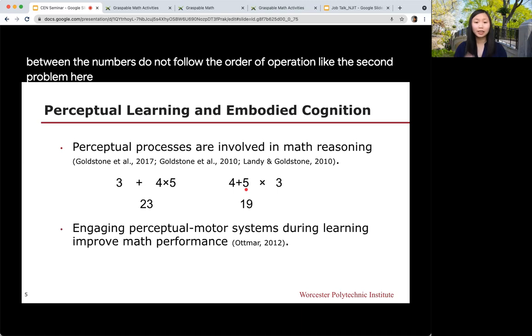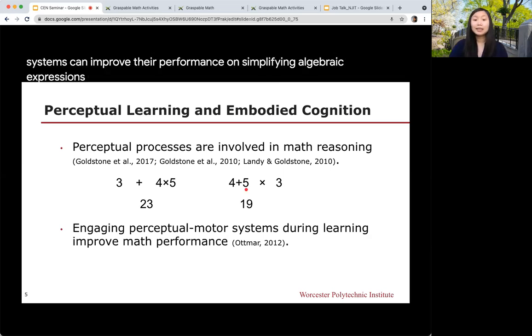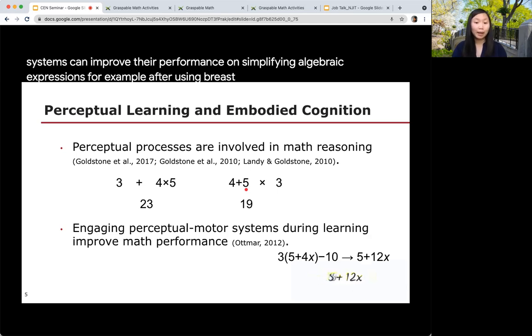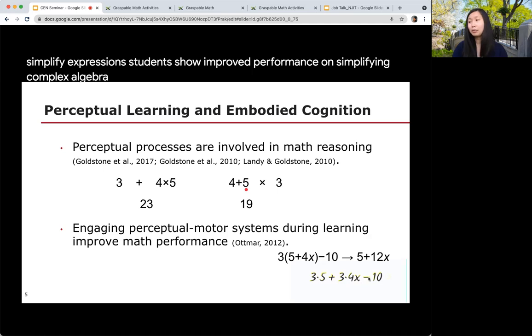And other research has shown that engaging students' perceptual motor systems can improve their performance on simplifying algebraic expressions. For example, after using Graspable Math to transform and simplify expressions, students show improved performance on simplifying complex algebraic expressions like these, even on paper.